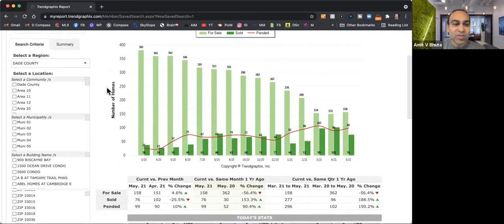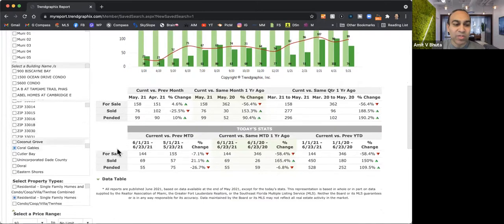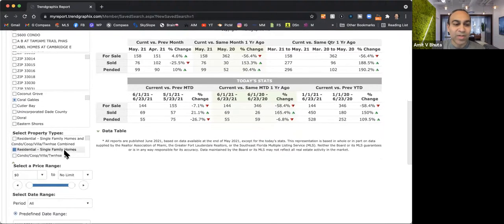So scrolling down, I'm looking at Coral Gables. I'm looking at only single family homes. I'm going to look at condos and townhouses separately, and then I'm going to look at combined Coral Gables. And then after that, I'm going to go on the MLS and show you what's going on in June, because this is just going to go up to May.